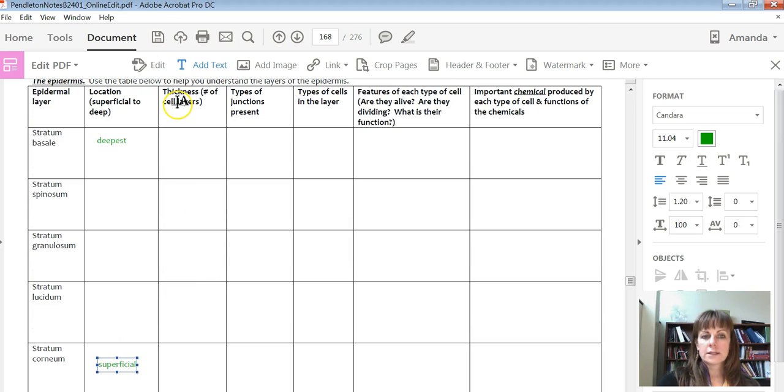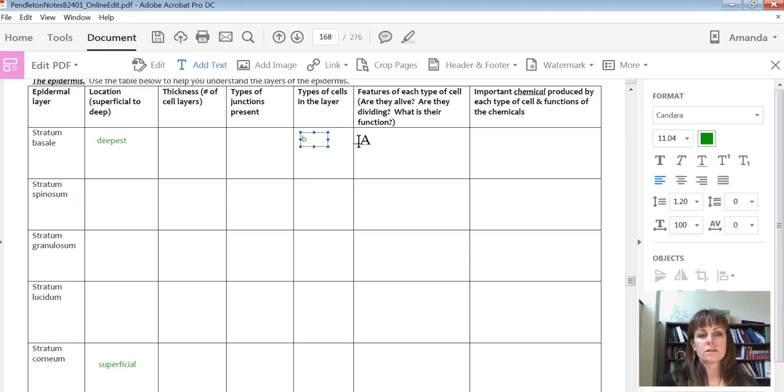Okay, I already talked about the number of cells in each layer, so feel free to rewind the video if you missed that. But let's talk about what junctions are present in each layer. So if you need to go back and review your epithelia, remember this is an epithelial layer, and there's different types of cell-cell junctions. These are the things that hold cells together, or else they anchor a cell to that connective tissue underneath. Okay, so let's start with the stratum basale.